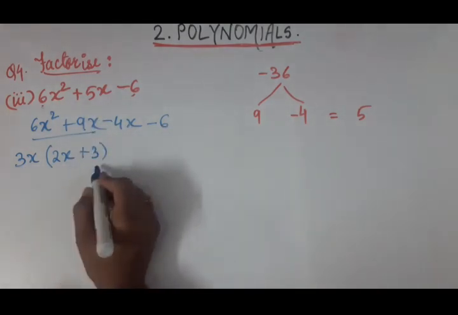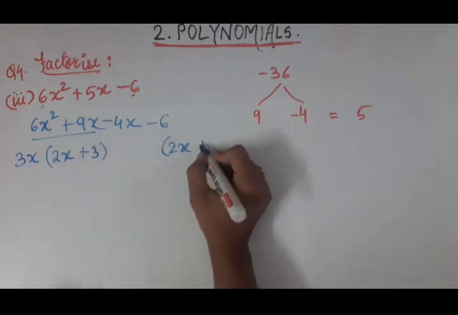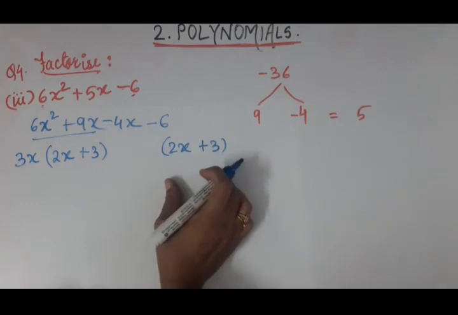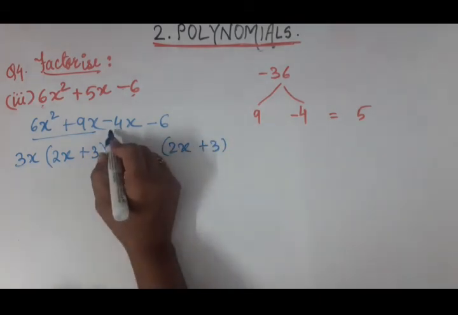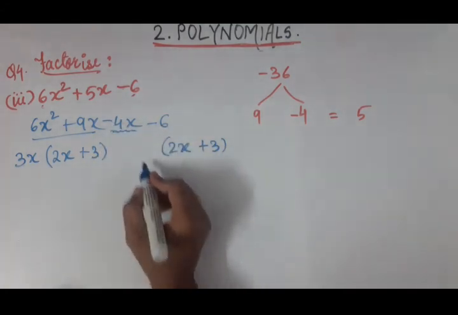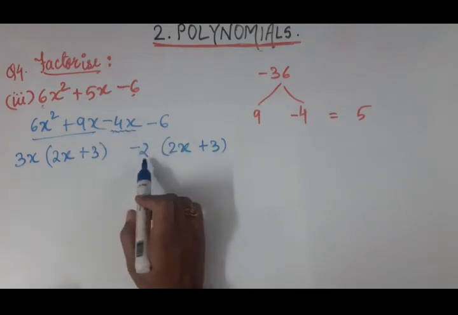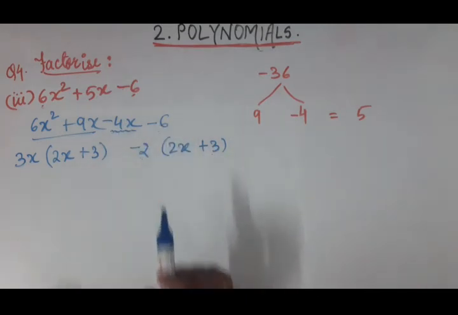Now without thinking anything, just copy paste the bracket. Okay, now adjust the terms. Your third term is minus 4x. With what should I multiply this 2x to get minus 4x? That is minus 2. So minus 2 into 2x I'll get minus 4x. Minus 2 into plus 3 I'll get minus 6.